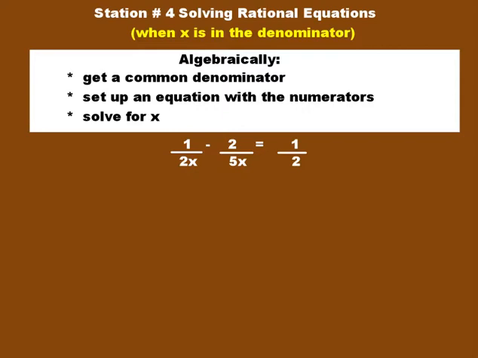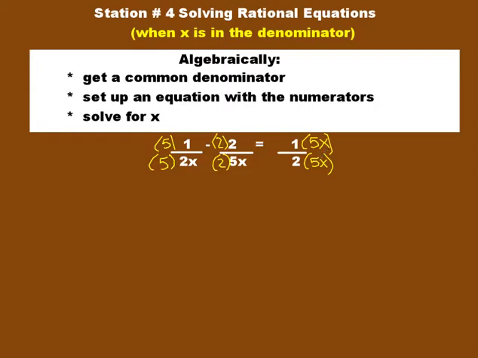So 2x, 5x, and 2. Well, I have a sneaky feeling that 10x is probably going to be our common denominator. So we are going to have to turn each denominator into 10x. 2x times 5 would give us 10x. 5x times 2 would give us 10x. Remember, what you do to the bottom, you must do to the top. 2 times 5x will give us 10x. What you do to the bottom, you must do to the top.